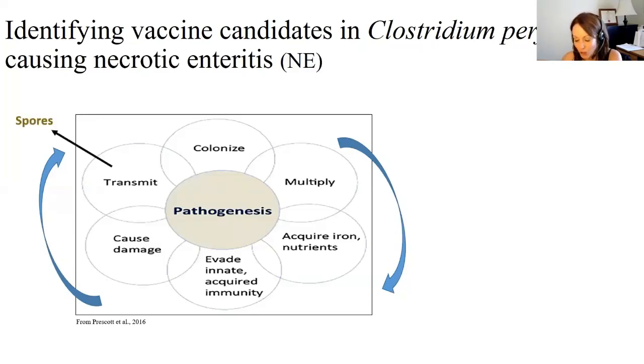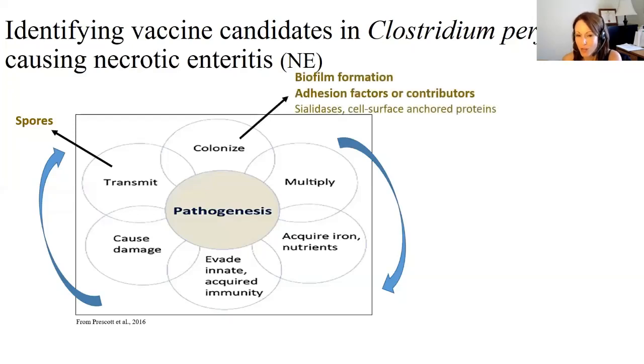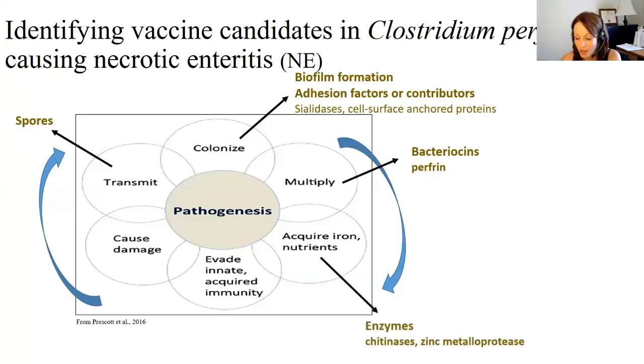They took a closer look at the role of spores. They also documented the biofilm formation ability of the bacterium. They also identified adhesion factors or contributors, such as cell surface anchored proteins. The role of bacteriocins has also been documented, and the perfrin bacteriocin was identified. Different enzymes were also linked to pathogenesis, with chitinases and a zinc metalloprotease getting more attention.